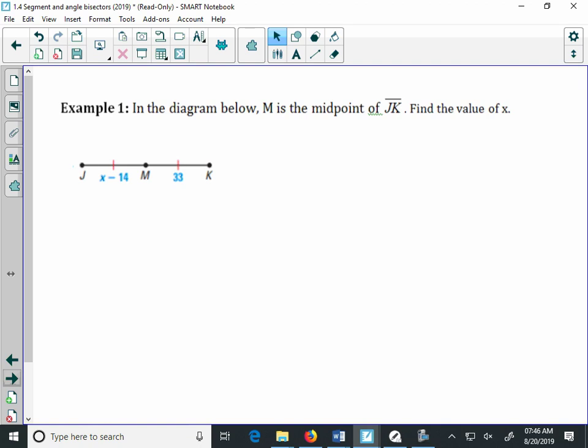Okay? So if we know that M is at the midpoint, what do we know about JM and KM? They're the same, right? What's indicating also in that diagram that they're the same? Yeah, little tick marks, right? So if we know they're the same, that also means they are, starts with an E, equivalent or equal to each other, right? Well, how can we set up an equation to solve if they're both equal?